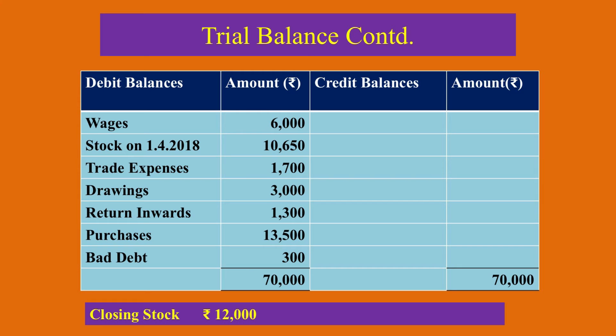Then we have trade expenses 1,700. Next we have drawings, that is 3,000. Next item return inwards 1,300. Then we have purchases, that is 13,500 and bad debt 300. As we can see, the total of the debit balances given to us is 70,000. Now let's have a look at the credit balances.